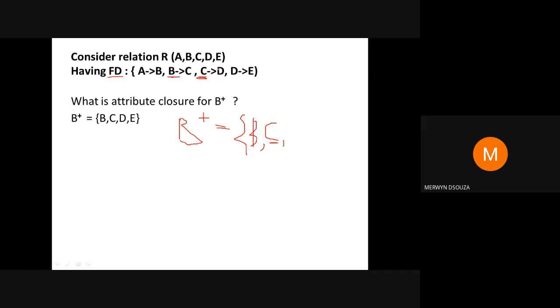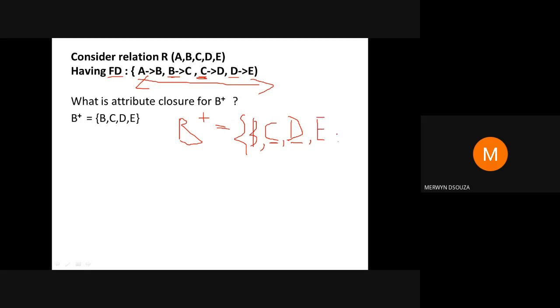Since C determines D, now include D in the answer. Now you have a new attribute in the closure set, so check whether it is present on the left hand side across the entire set, across all the functional dependencies. Is it present? Yes, it is present here on the left hand side. It is given that D determines E, so therefore include E in the answer.